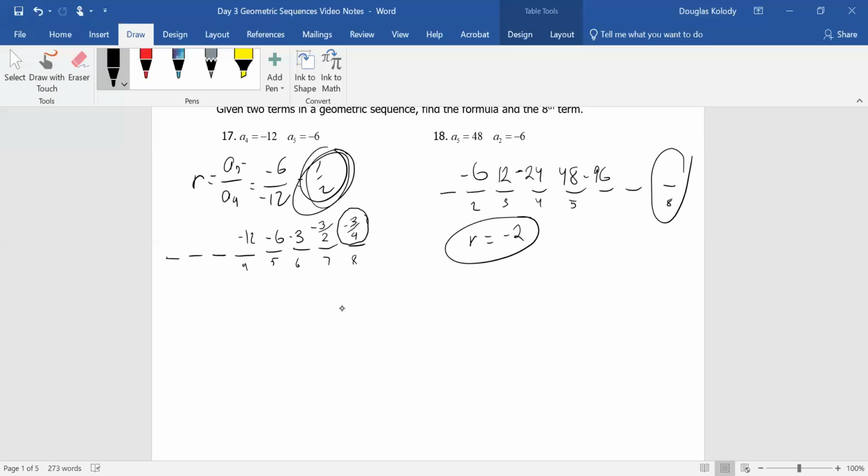Negative 96 times negative 2? Oh my goodness, I'm going to do it on my side calculator. Negative 96 times negative 2 is positive 192. And positive 192 times negative 2 is negative 384.